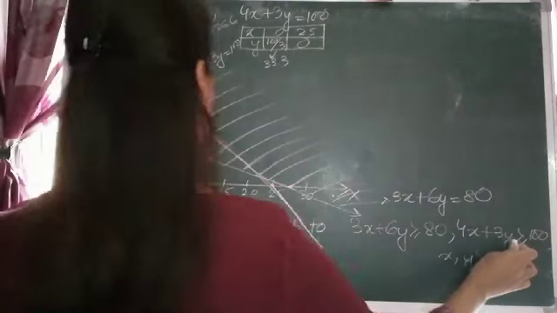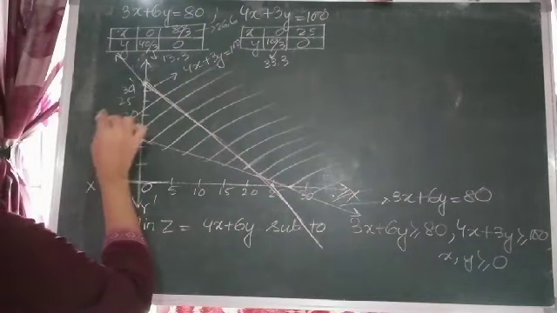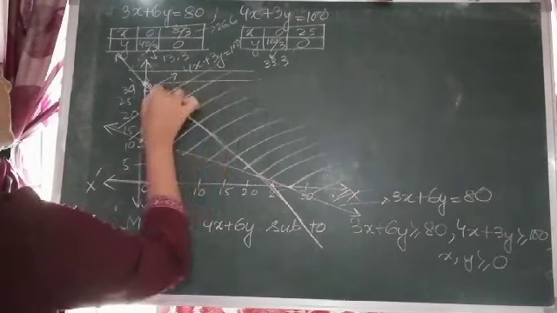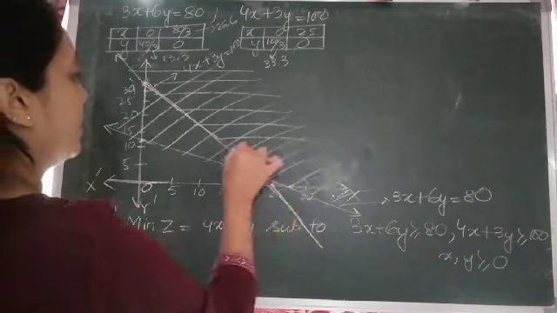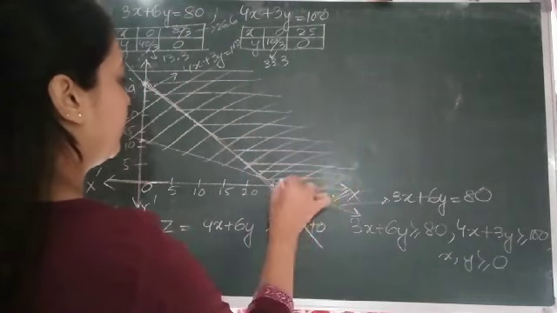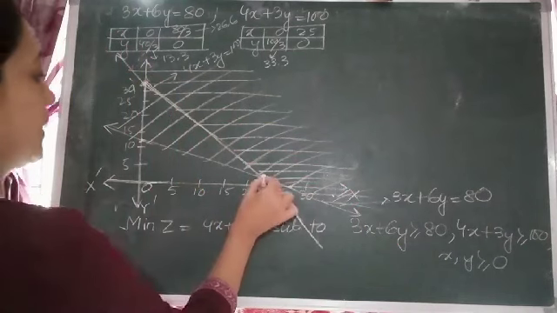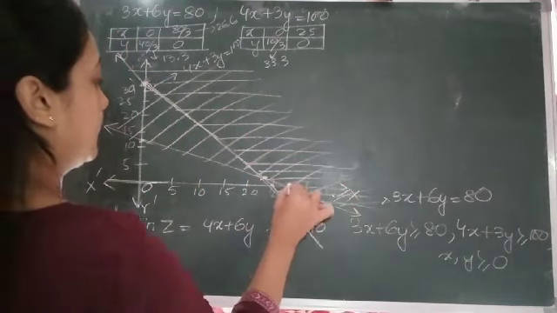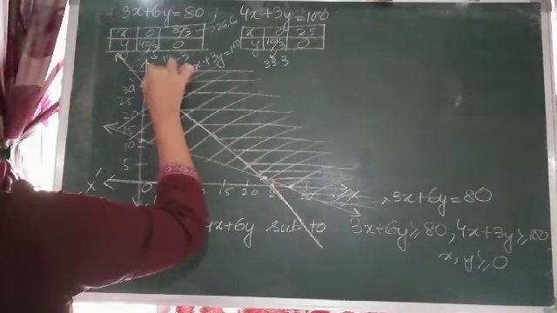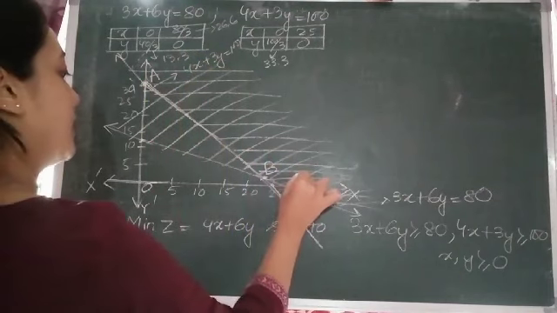Next again, this is false. So you will shade that part that is away from the origin. So here we are getting an unbounded region. These are the corner points. 3 corner points we are getting. Let these be A, B and C.